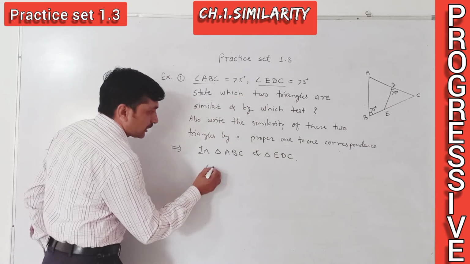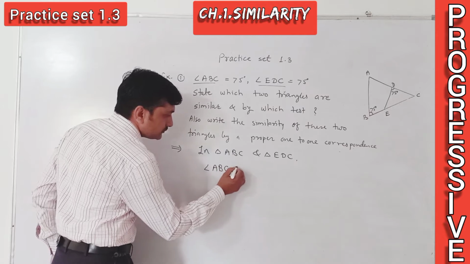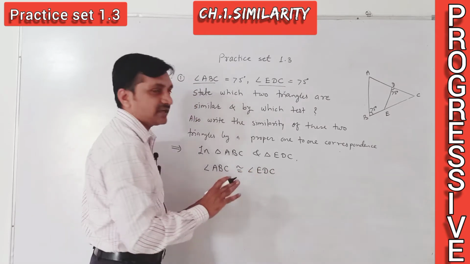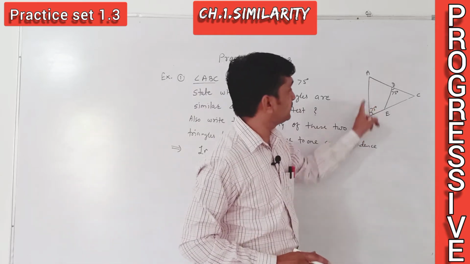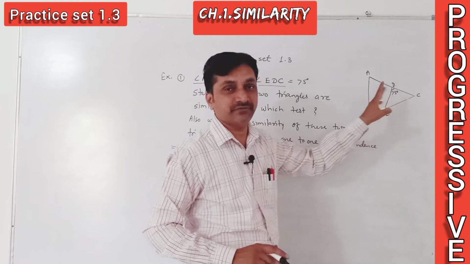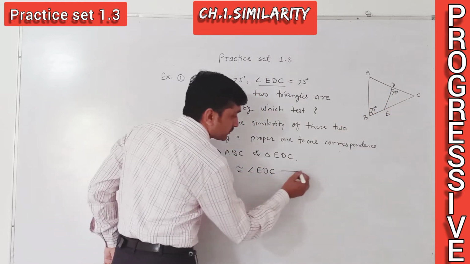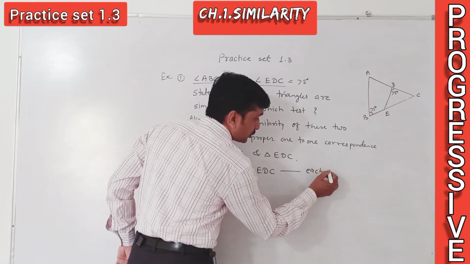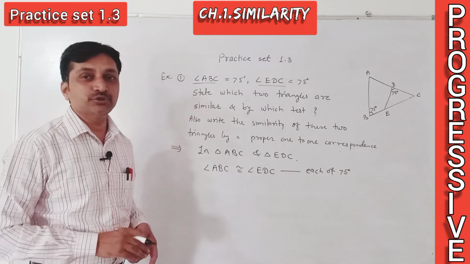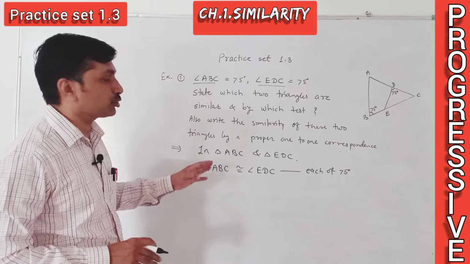We can write here angle ABC is congruent with angle EDC. What is the measure of ABC? 75. What is the measure of EDC? 75. Means they are congruent, and here write the reason: each is of 75 degrees. Each angle is of 75 degrees, that's why they are congruent.